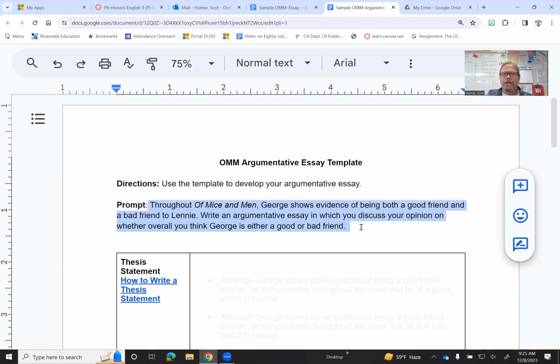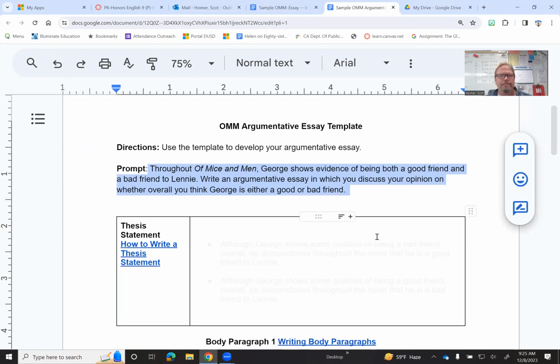Okay, so in an argumentative essay, you have to choose a side. You can't be neutral. You can't be completely in the middle. You have to at least shade one side or the other. There also has to be two defensible sides for it to be an argumentative essay. In other words, there has to be legitimate reasons that show George is a good friend and legitimate reasons that show that he's a bad friend. And then you argue for why you're choosing one over the other. So that's an argumentative essay.